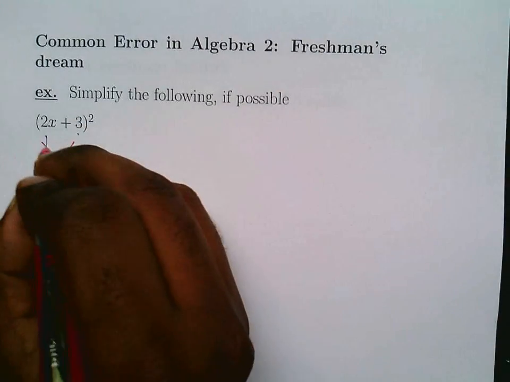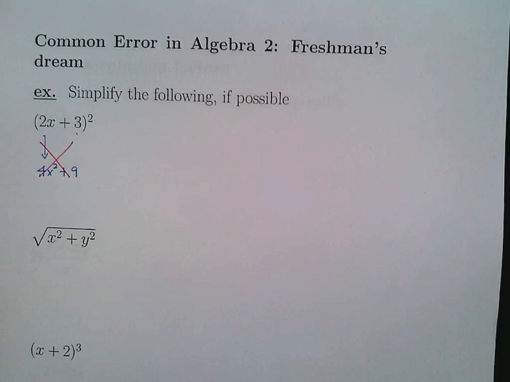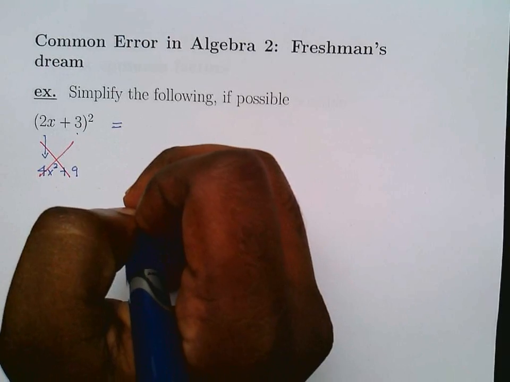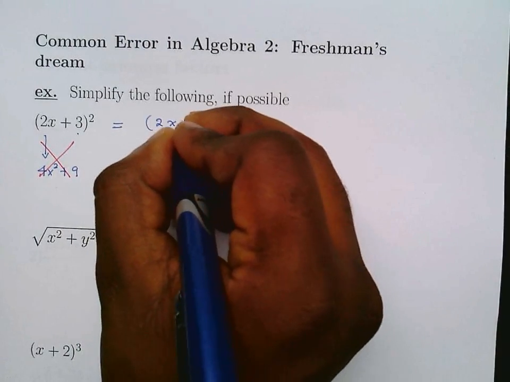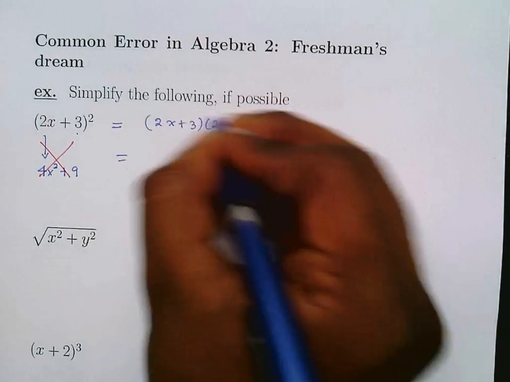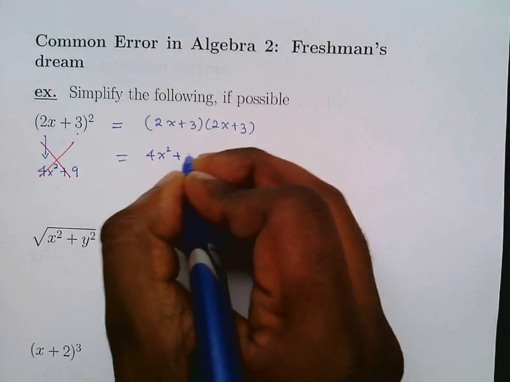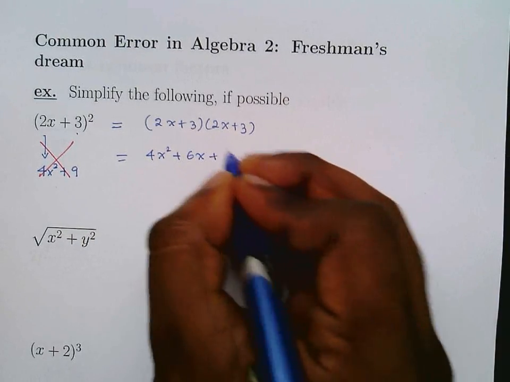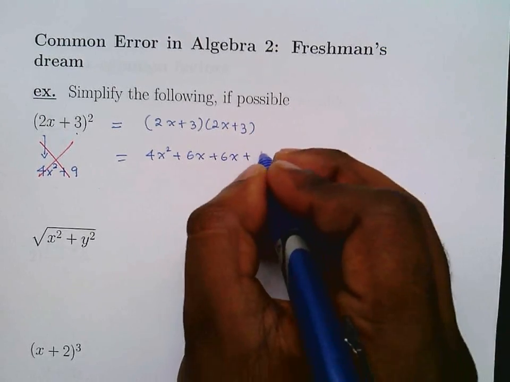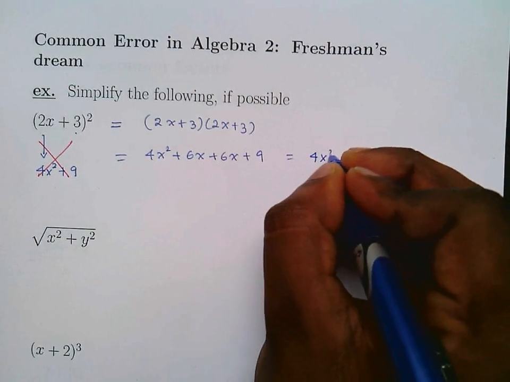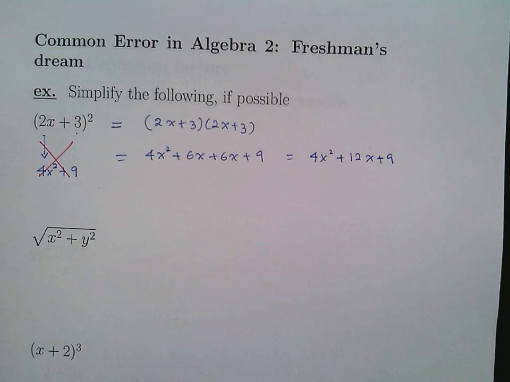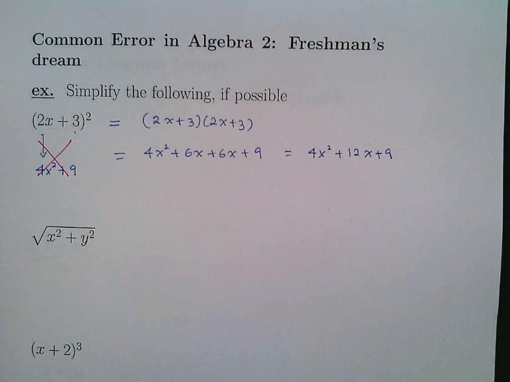So always remember, whenever you have a squared term and you actually have to find the value, make sure you FOIL it. Okay, so let's FOIL it. And when you FOIL, nothing can go wrong. First terms 4x squared, inner terms 6x, outer terms 6x, plus last terms 9. So you end up with 4x squared plus 12x plus 9. Now there is a formula for this that we will discuss in the future, but foiling always works.